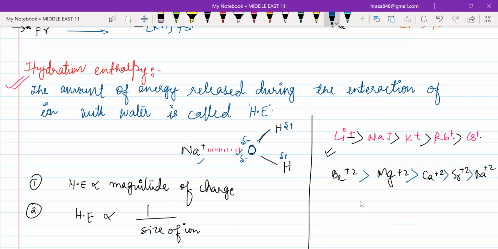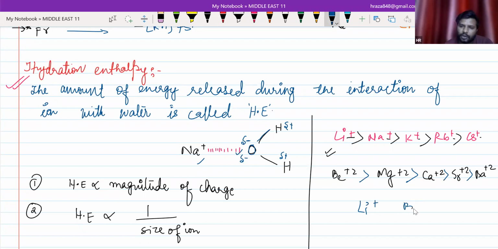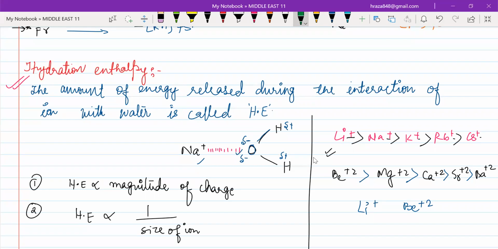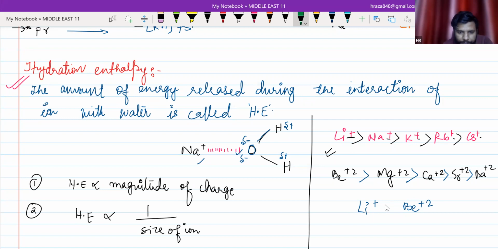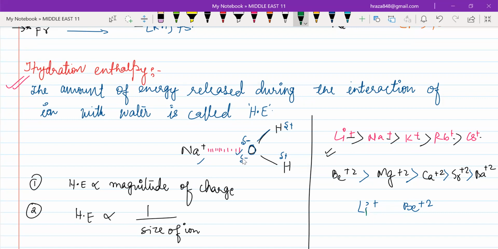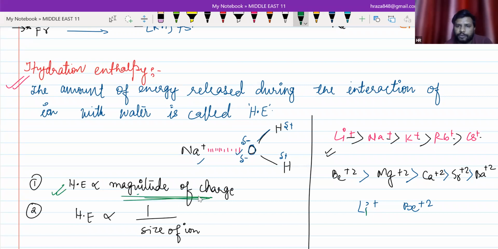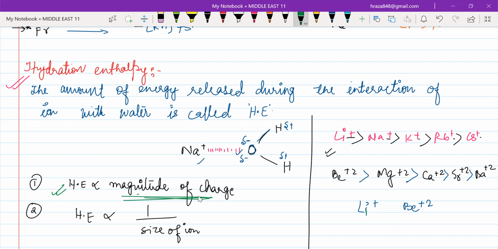So now, if I am going to compare Li plus with Be plus 2, can you tell me which one will have larger hydration enthalpy? Krishna? Sir, I think it's lithium, sir. What? Li plus, I think. Li plus 2. What I wrote here is hydration enthalpy is directly proportional to magnitude of charge. If the charge will be greater, the force of attraction will be greater or lesser?